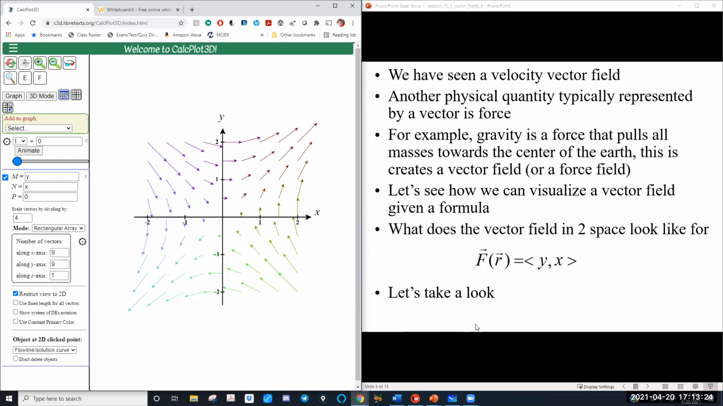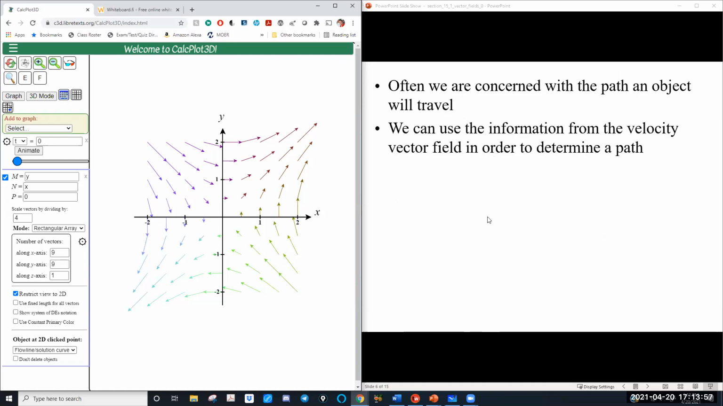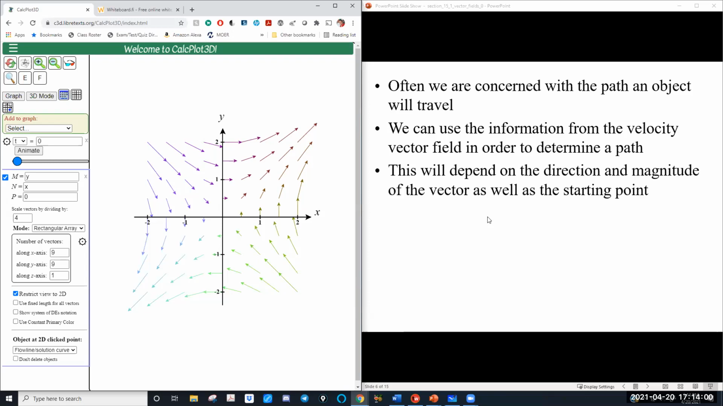Now, here's something that's pretty cool about vector fields. What we are often concerned about is the path an object will travel once it enters a vector field. So going back to our river example, if we drop an object in the river, what kind of path is it going to follow, assuming it doesn't sink? Well, what kind of path it follows depends on where it's dropped. And so what we do is we use the information in the vector field to determine a path. So this will depend on where it starts, what the direction of the vectors are, and what the magnitude is.